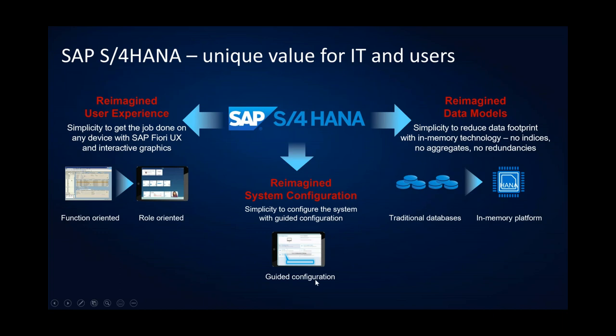System configuration, well, I don't know about that part. It means there's a guided configuration, a lot of configuration you can do. You still do the same configuration, SPRO. The SPRO we have been using from our childhood, the same SPRO applies, no problem. But this one is critically important. Reimagined data models. This is the primary source of every improvement we think of. You have a traditional database with multiple tables, and you go to an in-memory processing platform. SAP has a problem calling it a database. They always call it a platform.